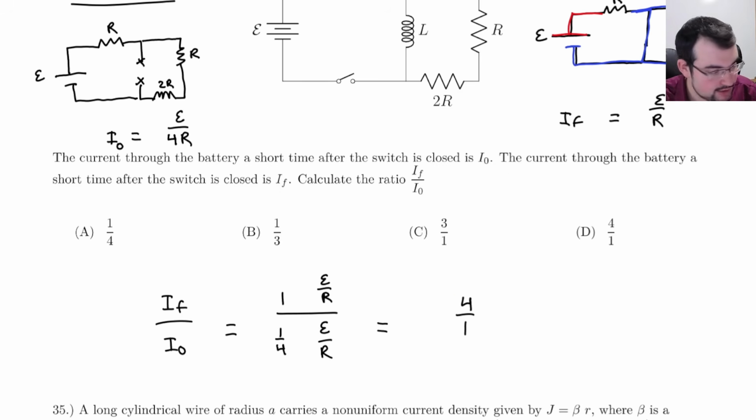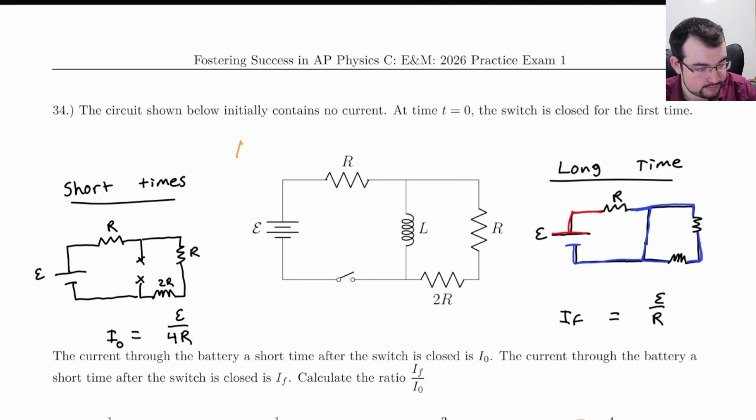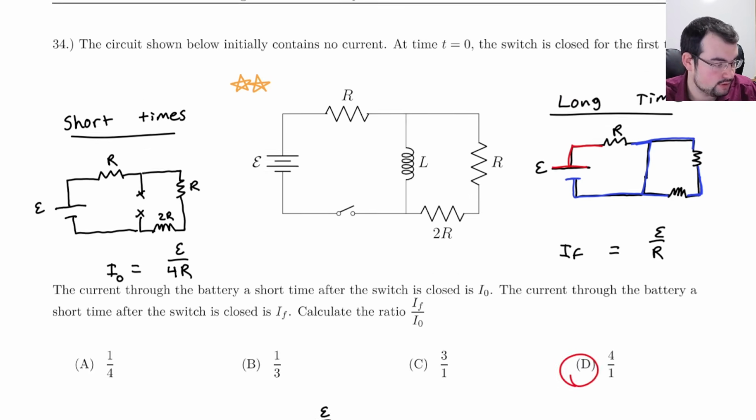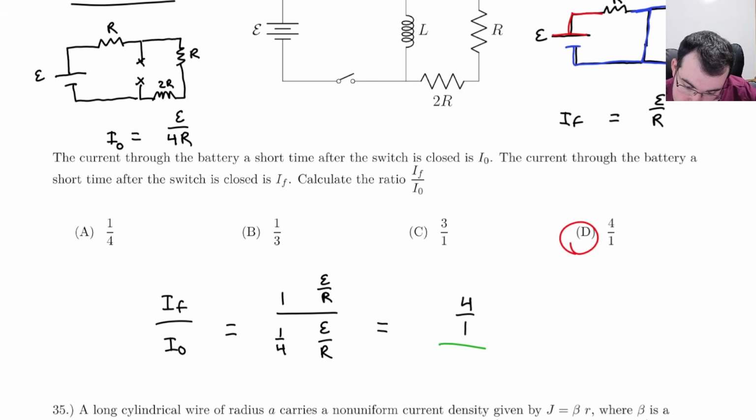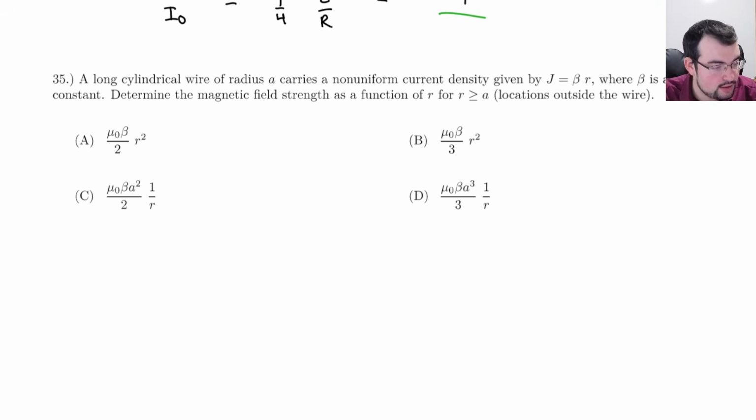And you could have gotten this down to a 50-50 because you know that after long times, inductors allow current through them. So you know that if you're shorting circuits after a long time with inductors, it has to be one of these like larger than 1 answers. Level 2. Yes, level 2. A long cylindrical wire carries current with density given by this function. Determine the magnetic field strength outside of the wire.